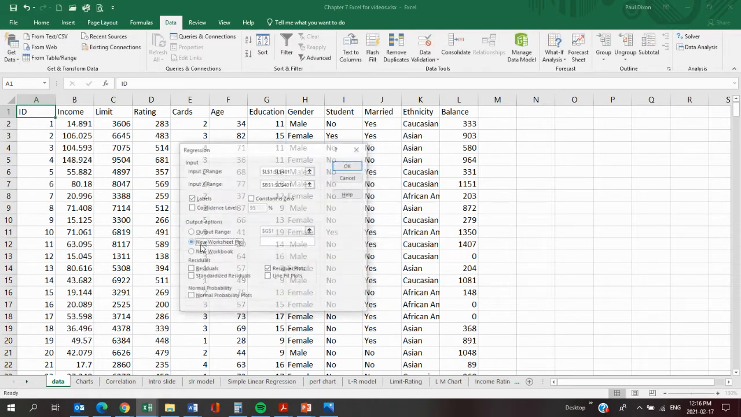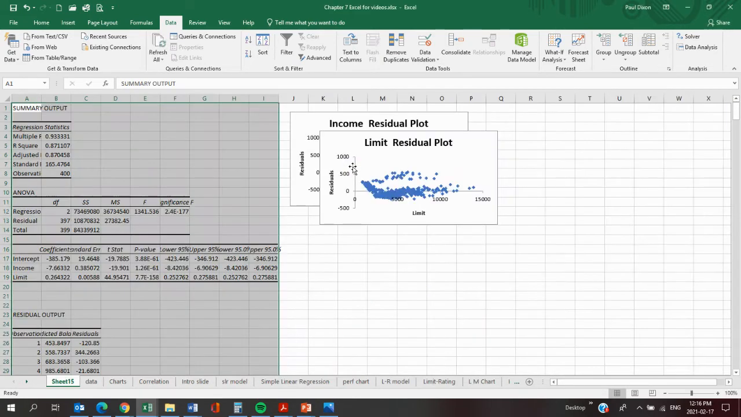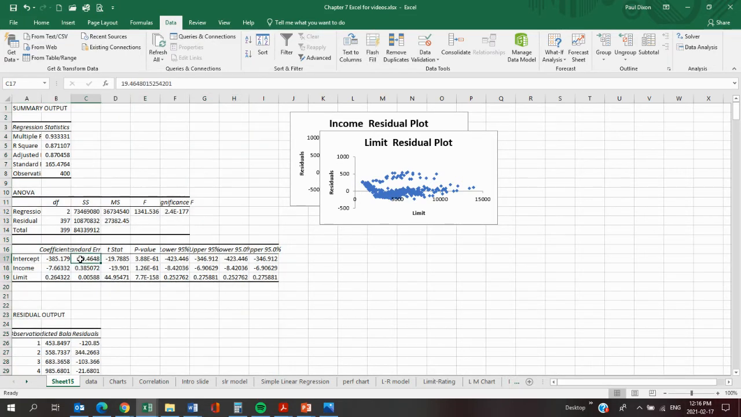And I'm going to put this in a new worksheet. I've got labels up here: income, limit, and balance. I use the top row. And if I click OK, I get new results. Now, I'm not going to look at those plots and residuals at the moment. I forgot I had that checked off. But let me just look and see what I've created here.